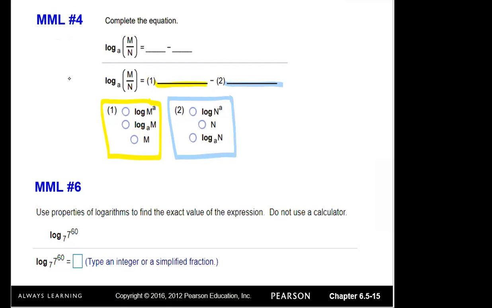All right. And this is that subtraction property because this is division here, that's going to give you this subtraction right there. So your numerator is going to be log base a of the m. So it's going to be log base a of the m. That's going to be this one here. And then behind the subtraction sign, your second drop down box is going to be log base a of the denominator. Log base a of n would be this one. So this is log base a of the m, and this is log base a of the n.